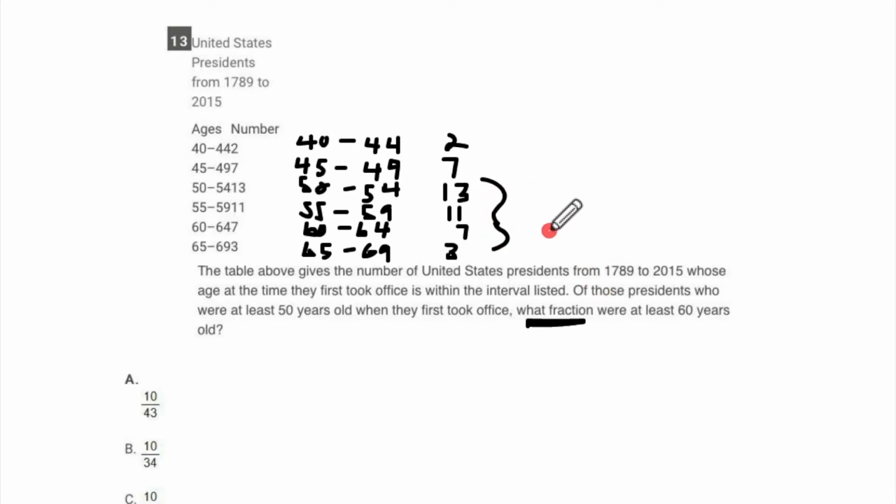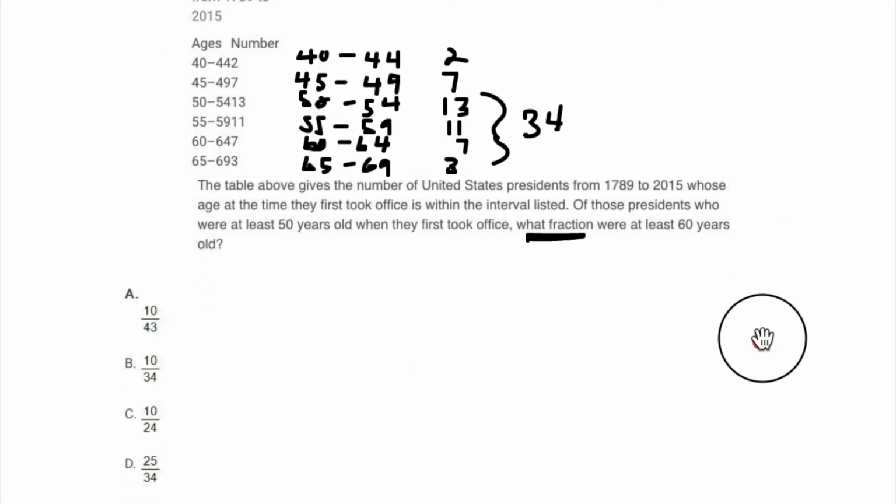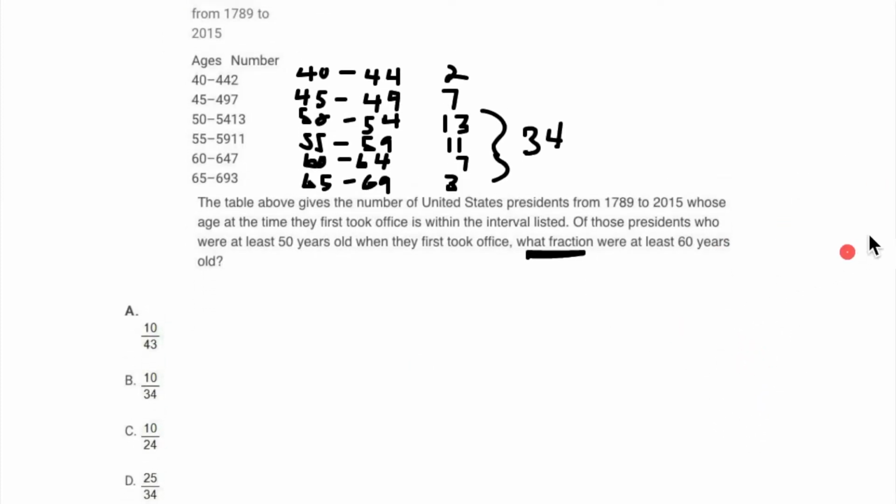You have your calculator, you can add it in your head, it's not that much, it is 34. And we want to come up with a fraction that are at least 60. So we're going to put it over the 34. You can kind of look down at your answers to get some idea what they're looking for. 43 is if you added them all up, but they want at least 50 years old, and they don't want all of them. So we would put the 34 in the bottom, and then we'd figure out how many were at least 60, which would be the 7 and the 3, so it would be 10. So the answer to this one is 10 over 34.